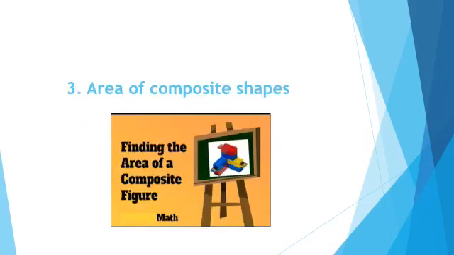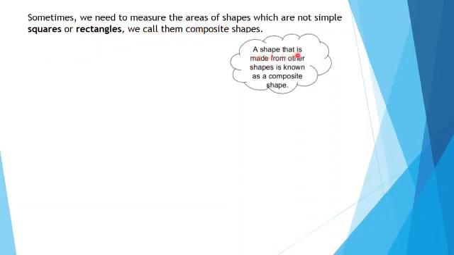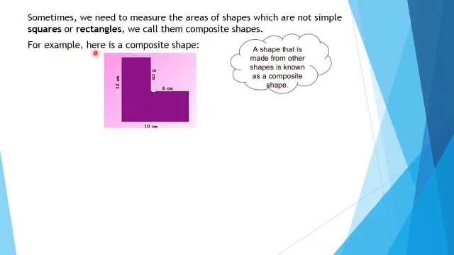Our last objective is to find out the area of composite shape. Sometimes we need to measure the area of shapes which are not simple squares or rectangles. We call them composite shapes. So, a shape that is made from other shapes is known as a composite shape. For example, here is a composite shape. How can we calculate its area?